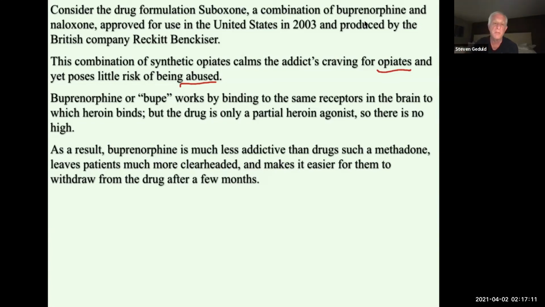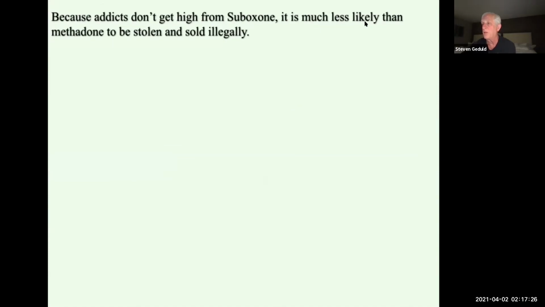It leaves patients much more clear-headed than methadone and makes it easier to withdraw from the drug after just a few months. I mean, with methadone, people were on that for years and years, and the government was paying for it. And it kept people strung out on methadone. This does not have the same effects as methadone. Because addicts don't get high from Suboxone, it's much less likely than methadone to be stolen and sold illegally. You're not going to steal it if it doesn't get anybody high. No one's going to go after it.